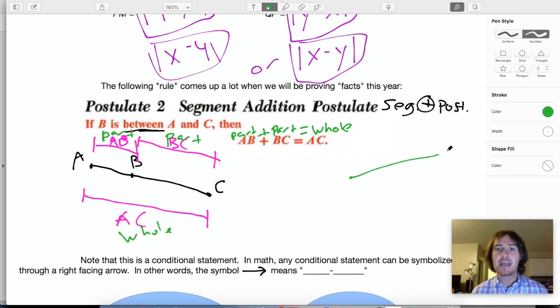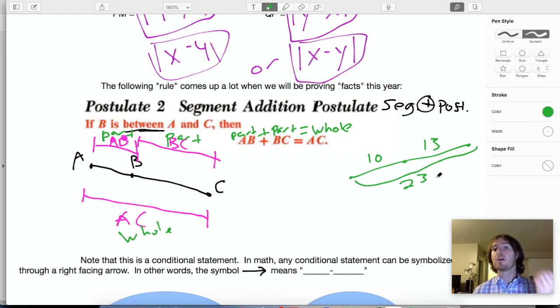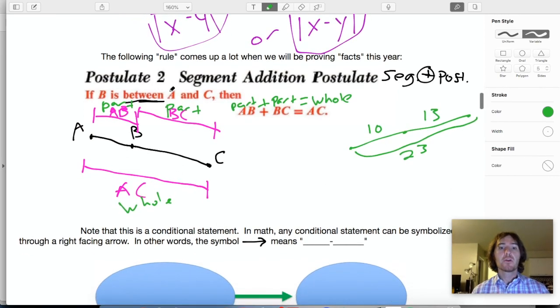If we had a specifically large segment right here, and let's say this part is 10 units in length and this part is 13 units in length, then the whole thing would be 23. Perfectly logical. I think we can accept this without proof. It has got to be true. It's so obvious. We can look at it and accept it right here. Okay, note here down here.